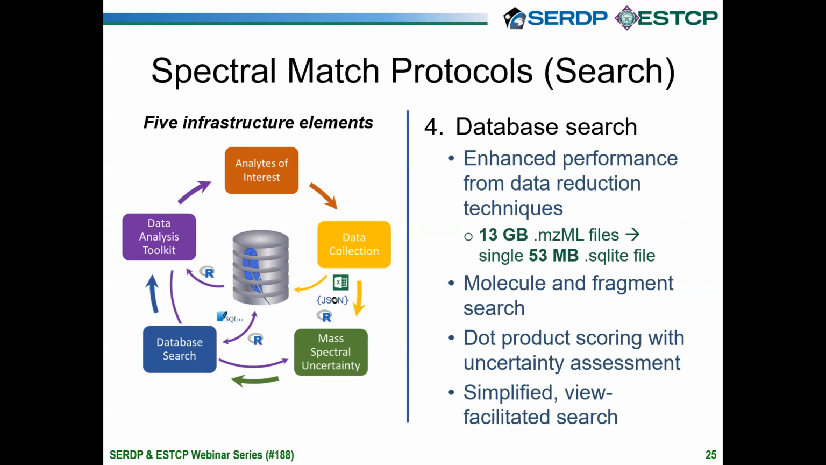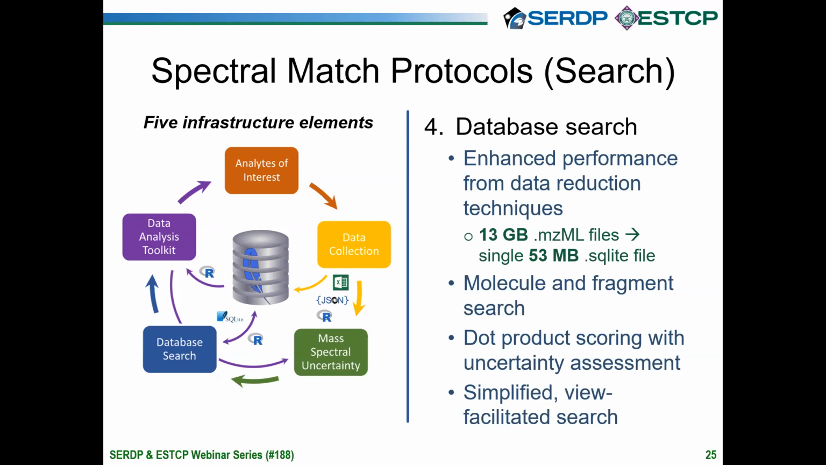We've implemented a few performance enhancements for the database search. The first of those is a reduction in data size, which allows the database file to remain small, which is important for portability purposes. By extracting only relevant portions of a chromatogram and leveraging the inherent data compression of the SQLite database engine, we've reduced about 13 gigabytes of MZML files for this data down to a database file of around 50 megabytes. That means that the file can be shared easily, even through email.